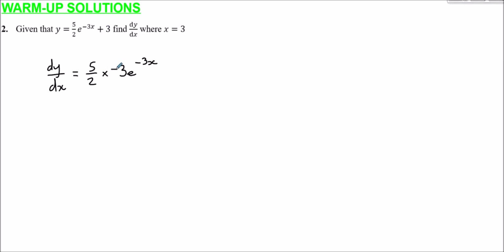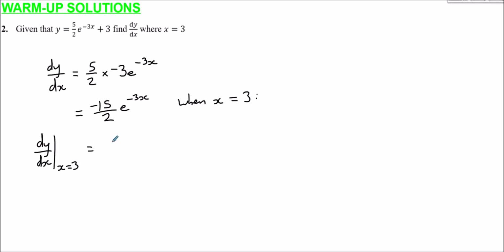So 5 over 2 multiplied by minus 3 gives us minus 15 over 2, or minus 7.5 e to the minus 3x. So when x is equal to 3, dy by dx at the point where x is equal to 3 is going to be minus 15 over 2 e to the minus 3 times 3, which of course is minus 9. So that's a very, very shallow gradient. The graph is almost flat at that point, essentially. So use Desmos if you don't believe me. So the gradient when x is equal to 3 is minus 7.5 e to the minus 9, which is very, very small and negative.